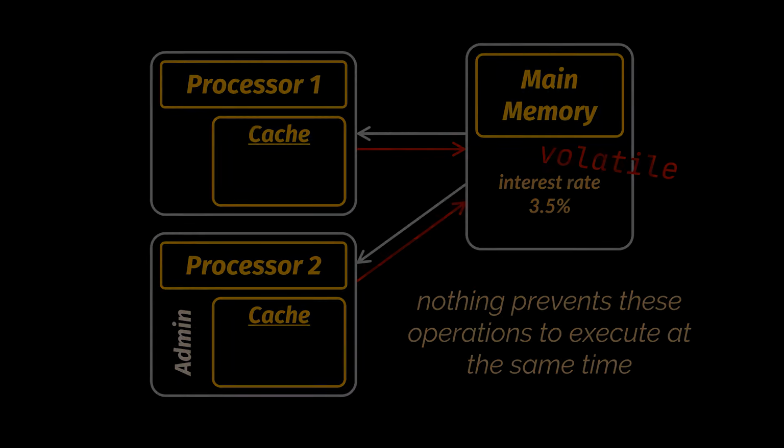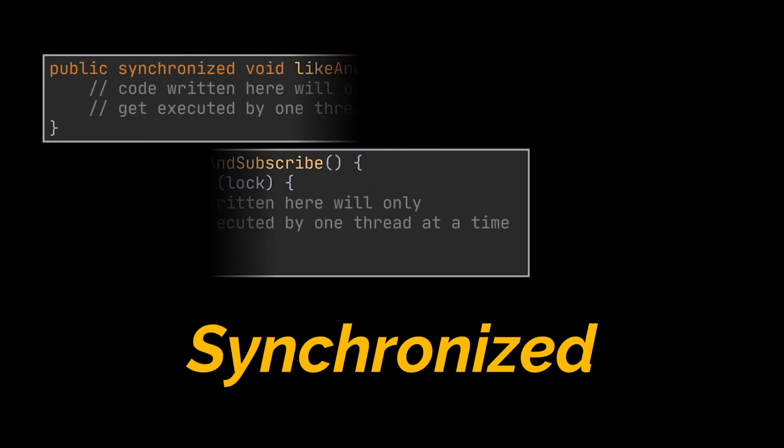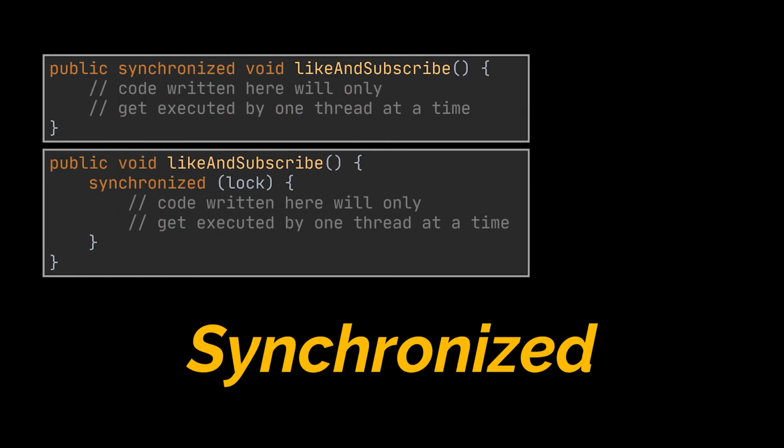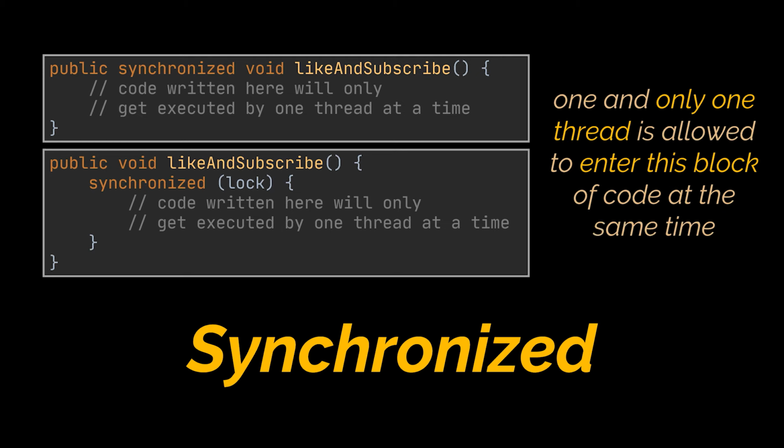That is where Java's synchronized keyword comes in. The synchronized keyword ensures both mutual exclusion and visibility. In Java, the synchronized keyword can be used on methods or to wrap blocks of code. And actually what it does is, it tells the compiler that one and only one thread is allowed to enter this block of code at the same time, and that all variables created inside this synchronized method or block are to be flushed and updated directly on the main memory.